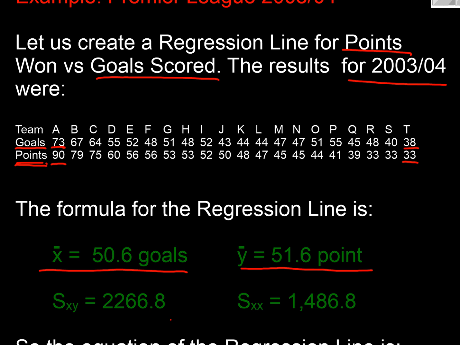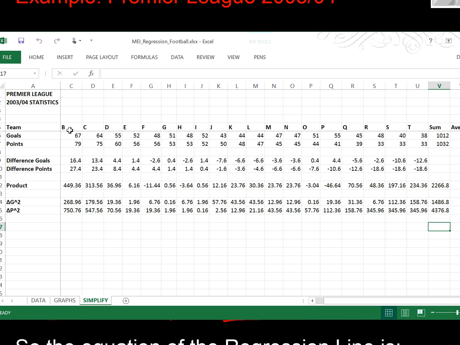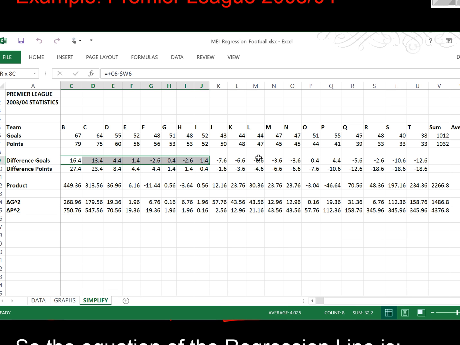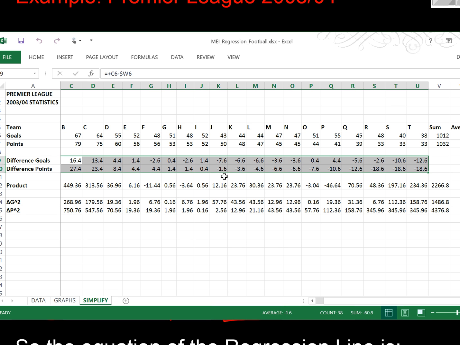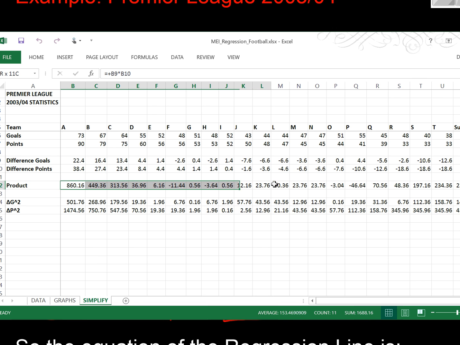And we can calculate the sum of the cross products as 2266 goal points, and the sum of the squares of the goals is 1486 goals squared. Just to have a quick look, we can get these from our spreadsheet. At the top here, we've got our teams and how many goals and points they scored for each team. We've got the differences here. We then calculate the product of those two, multiplying them together to get our sxy. Here they are in that row there.